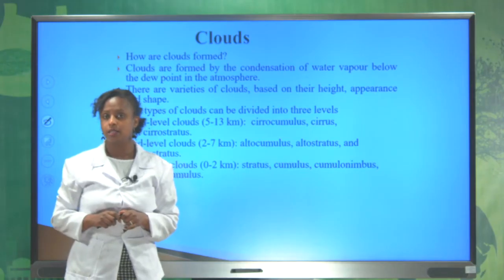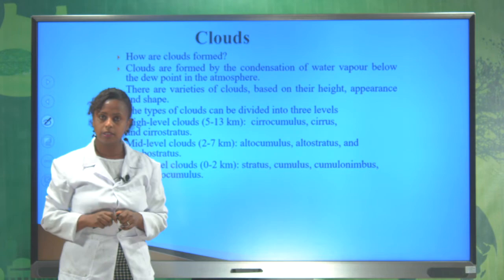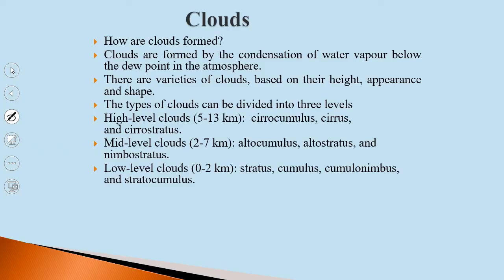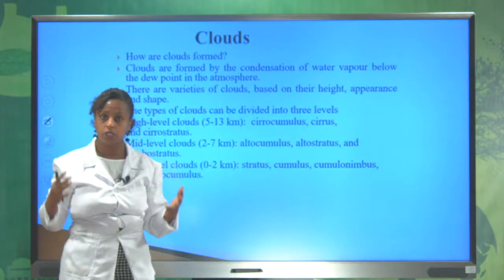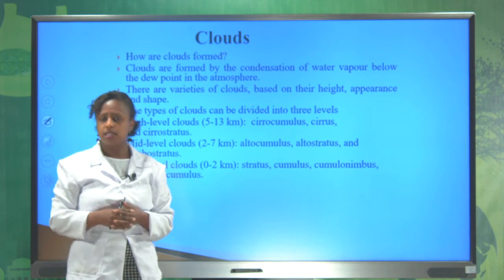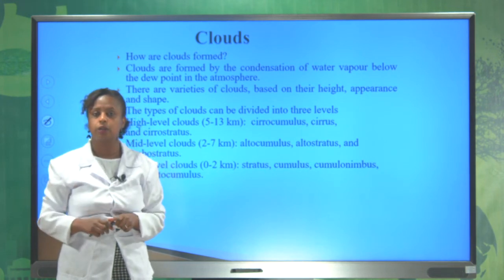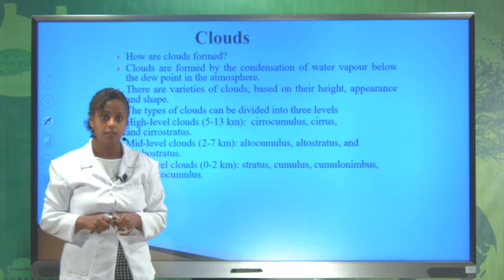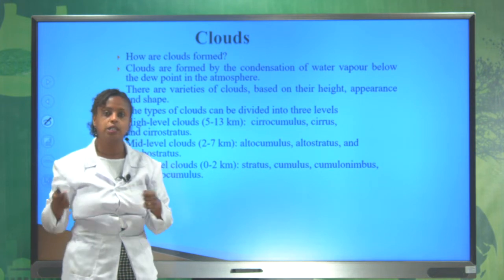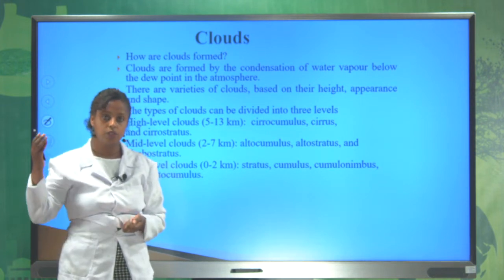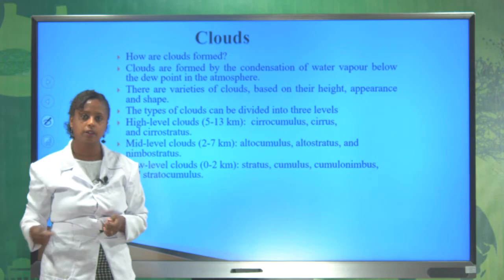Cloud is also another element of weather and climate. Clouds are formed by the condensation of water vapor below the dew point in the atmosphere. There are different types of cloud depending on their shape, height and appearance. So they are divided into 3 levels: high level clouds, middle level clouds and lower level clouds.